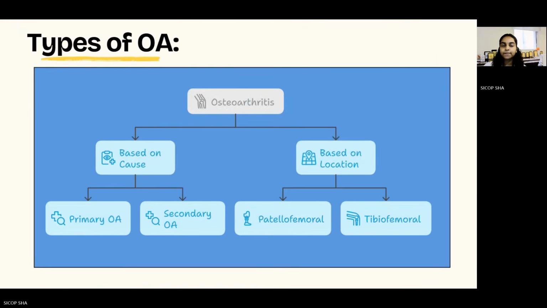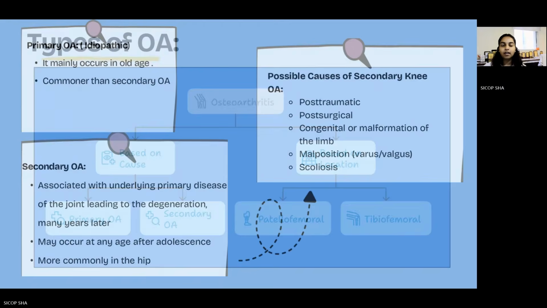Types of OA. Osteoarthritis is classified on two bases. First is based on cause and second is based on location. Based on cause, it is subdivided into primary OA and secondary OA, whereas based on location, it can be patellofemoral or tibiofemoral. So let's learn each one of them.